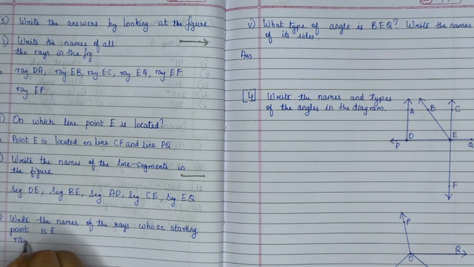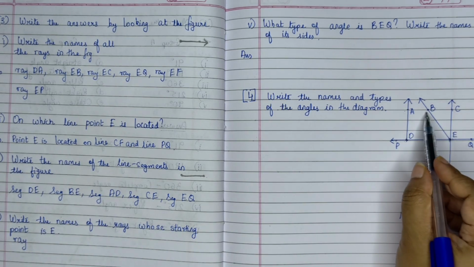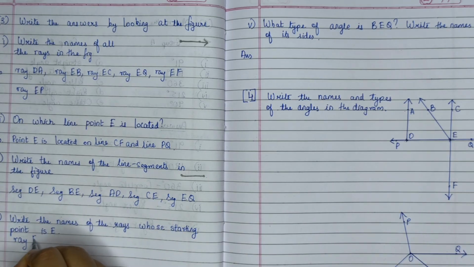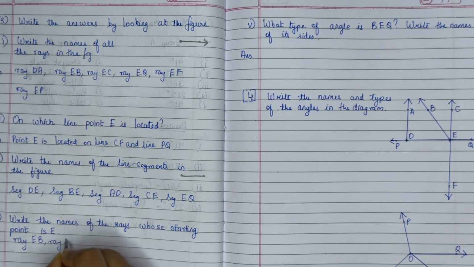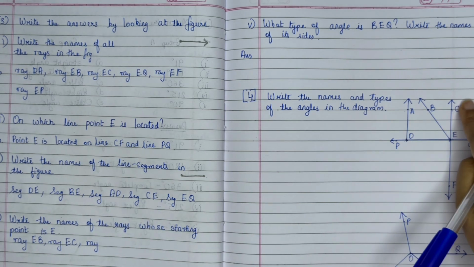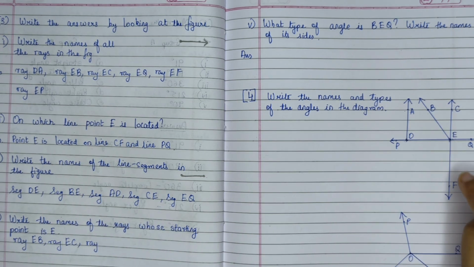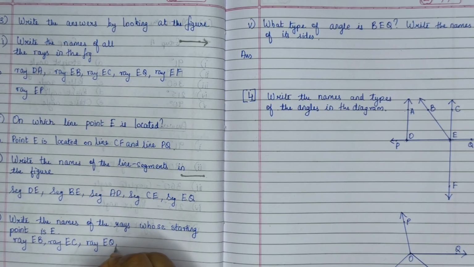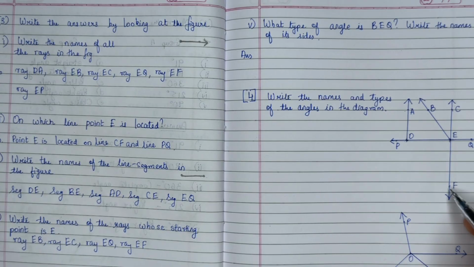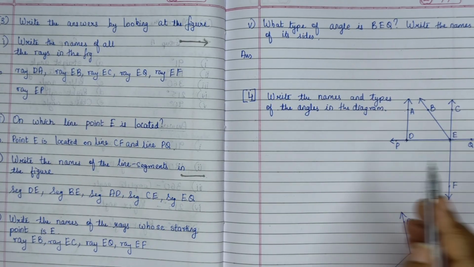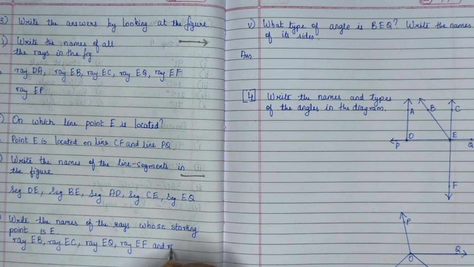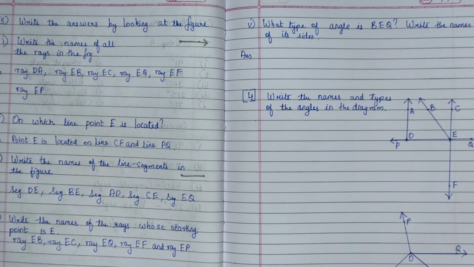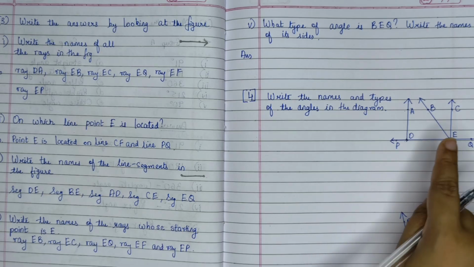So here we will say ray EB, ray EC. EB and EC we took. Now EQ, EF. EQ, EF we took, and ray EP. Understood? So this is how we write the names of rays with the starting point E.